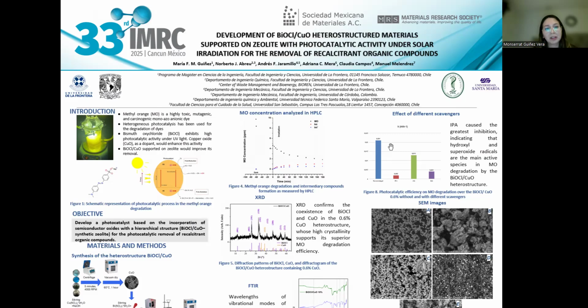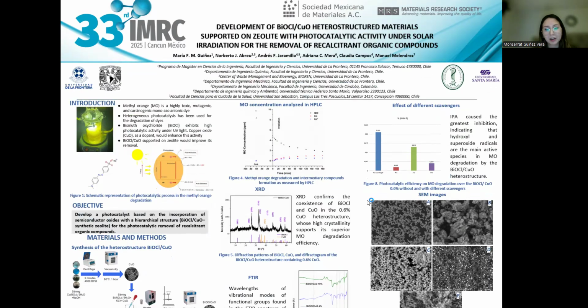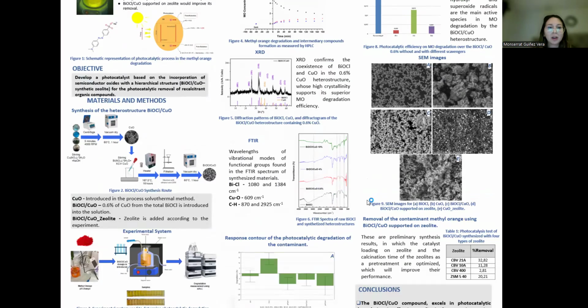The response surface analysis indicated that acidic pH and moderate catalyst dosage yielded the highest methyl orange degradation. And also, the XRD confirmed the coexistence of bismuth oxychloride and copper oxide in the heterostructure, with high crystallinity linked to the better photocatalytic activity. FTIR spectra showed bismuth and chloride, copper and oxygen, and carbon and hydrogen vibrations, confirming functional groups.